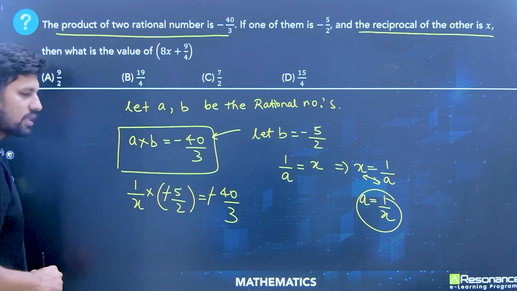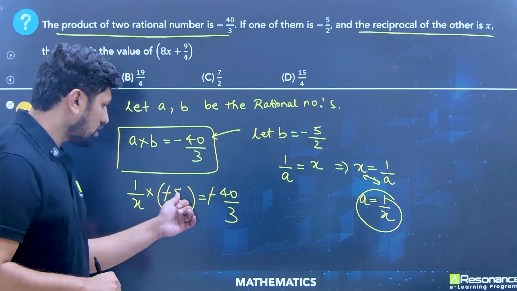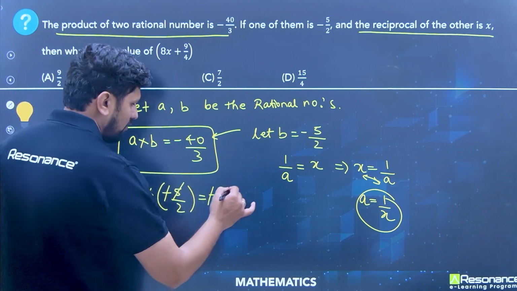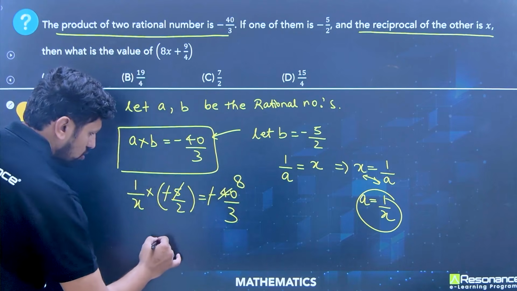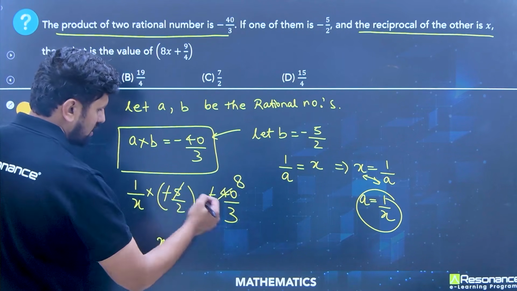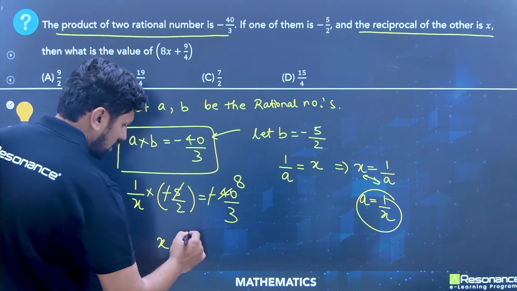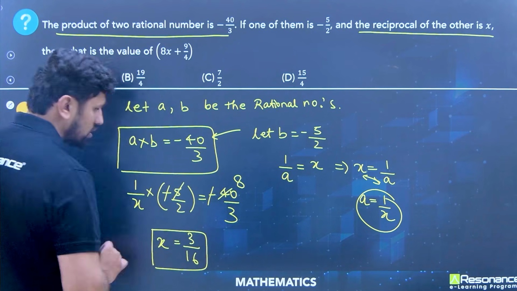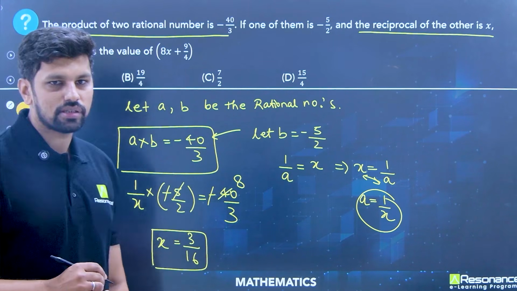Minus sign got cancelled. Okay, we know 5 8s are 40. So 5 cancelled, 40 cancel, 8. So we got x equal to how much? See, x will go here, this will go here. So it will become 3 by 16. X equal to how much? 3 by 16. Correct?